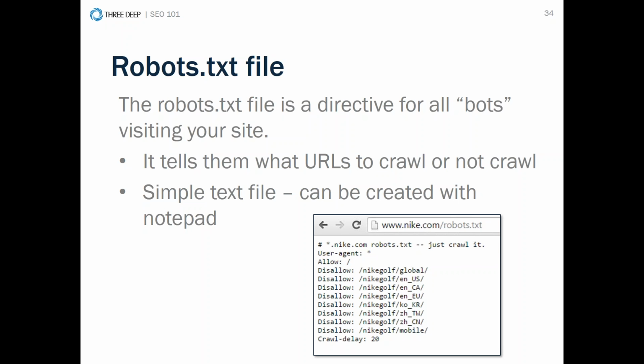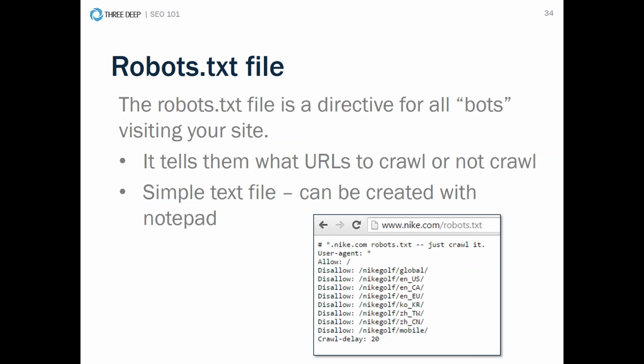Essentially what it's saying is, hey, user agent, crawler or bot, when you visit the site, disallow these categories, like /Nike Golf, /Global. Anything that is within that file structure, don't crawl those pages, along with everything below it. What this does is tell the search engines to crawl only the valuable content on your site, the content that you want them to crawl and index.